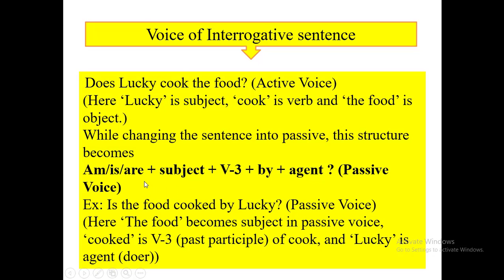Now, passive voice. Is the food cooked by Lucky? Here, the food becomes subject in passive voice. Cooked is V3, past participle of cook, and by is a preposition, Lucky is agent, doer.